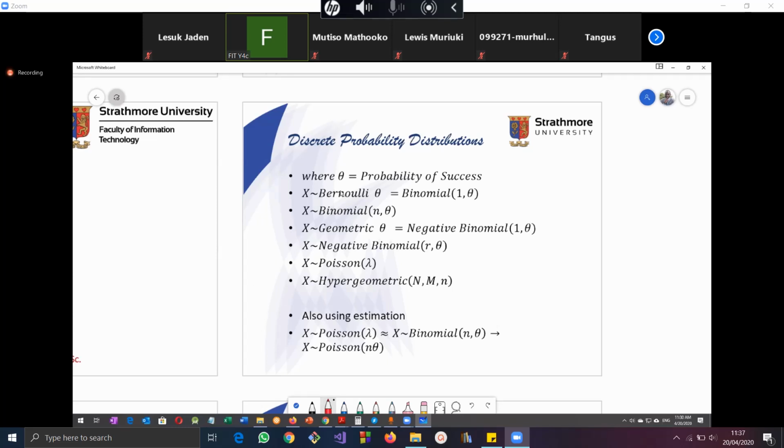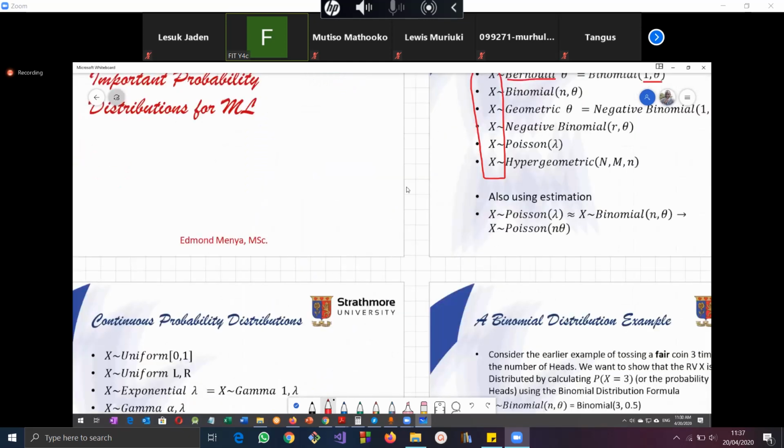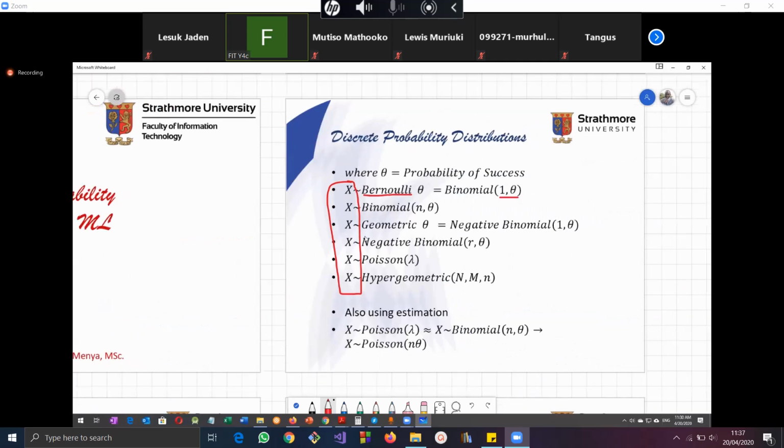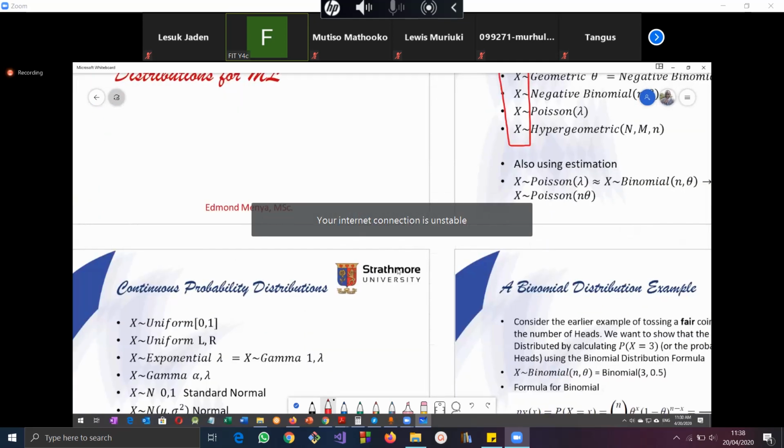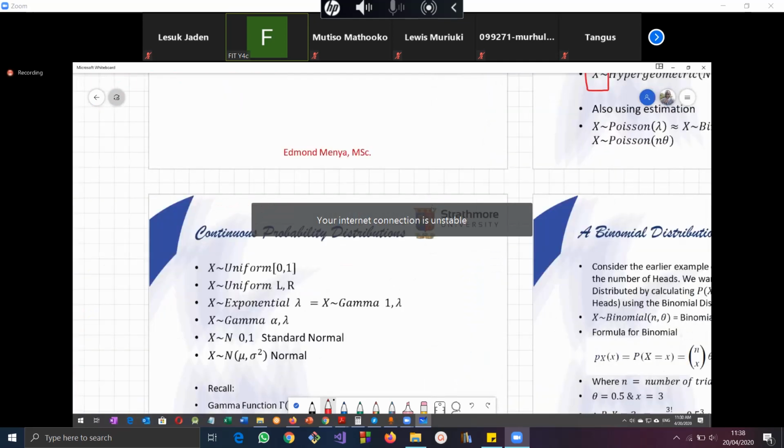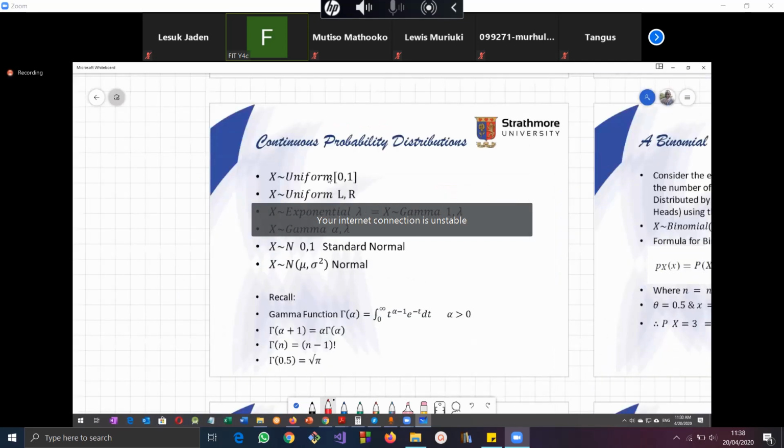So this is how we normally write a distribution. The random variable X is here. These are the random variables, and then this is the distribution, and then here we normally write the inputs to the distribution. Those are examples of discrete distributions that you should take note of. Continuous distributions are these ones, the uniform, etc.